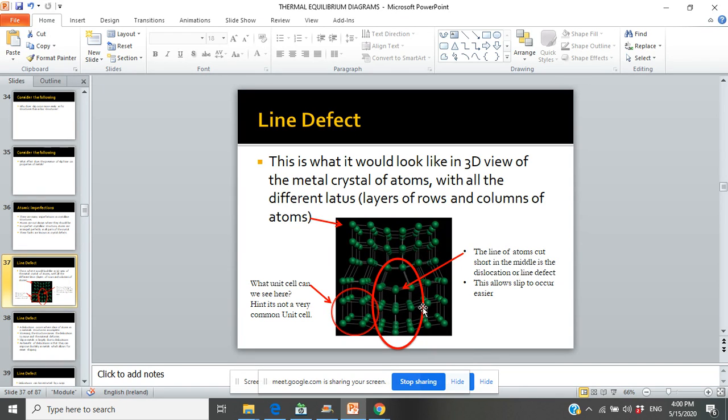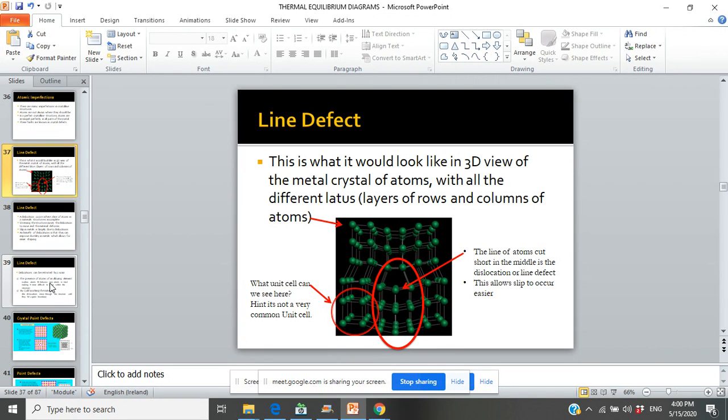And I'll talk about what impact that has. Your defects include your line defect, which is your dislocation, where there's a line which has been discontinued, and this will cause a weakness in the crystal. Because this one atom can slip onto all the other ones, it causes slippage to happen easier. And if slippage happens easier, it means the material is soft and ductile. So this one will weaken the material.